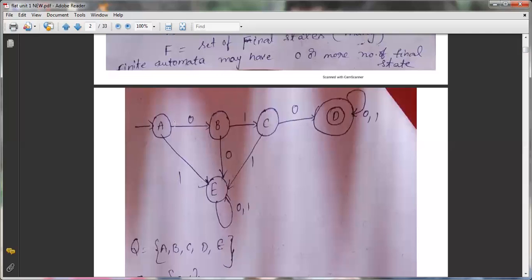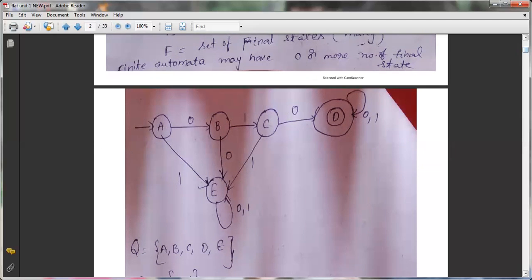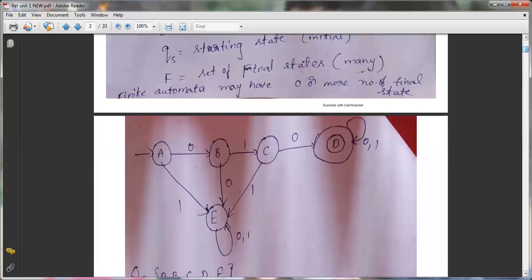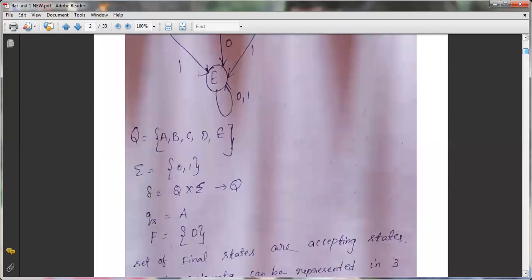So these round circles are there, no? That is nothing but states. What is the number of states we are having here? Q is nothing but the set of states. So here we have A, B, C, D, E. These are the states we are having here. So Q is nothing but A, B, C, D, E. And after that, sigma is equal to 0, 1. The alphabets we are having here are 0 and 1 in this example.